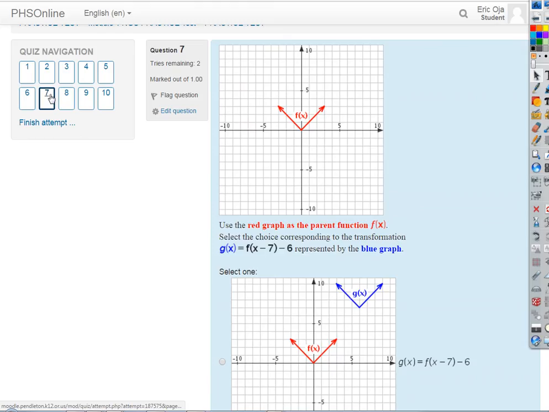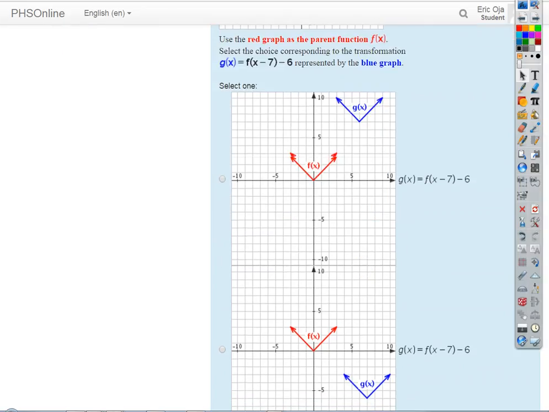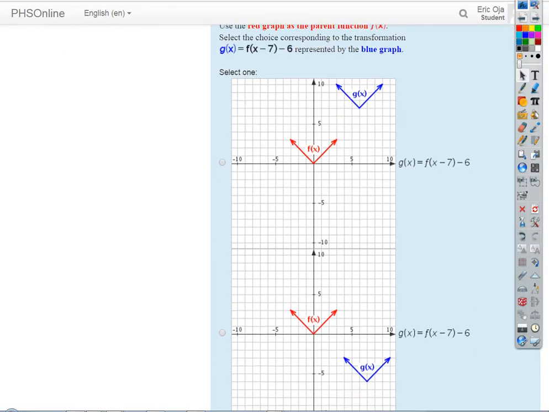Okay, so all we're doing here then is a couple of questions that have to do with transformations: translations, stretches, things like that, reflections. So what are we doing here? If this is our parent graph, we want to select which one of these choices corresponds to this transformation. All we've got to do on this is take this transformation and interpret it in terms of moving left and right, up, down, that kind of stuff, right?